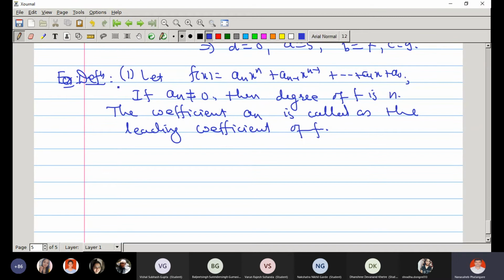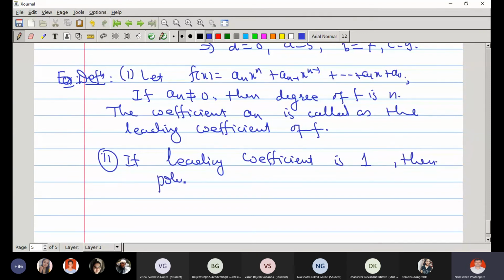So if the leading coefficient is 1, then the polynomial is called a monic polynomial.